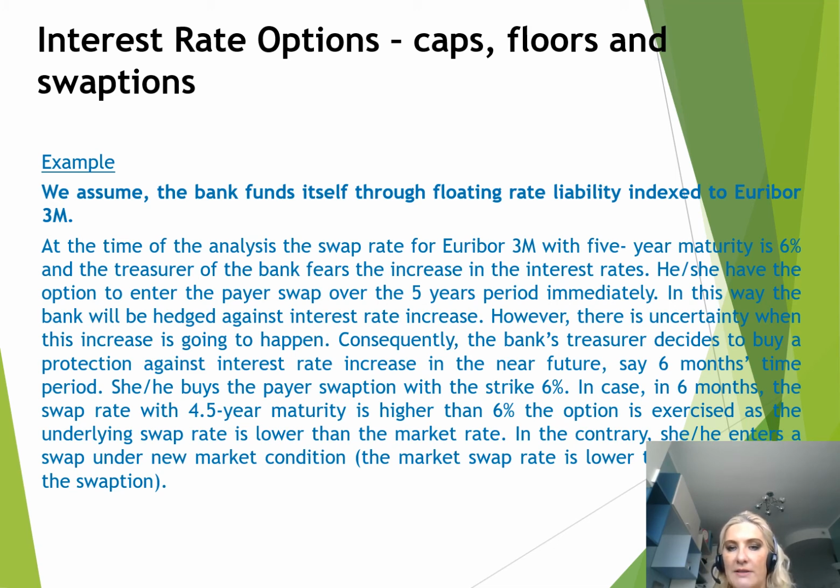So the bank's treasurer may decide to buy protection, as we said that options are protection against rates moving up or down. In this particular example, it is protection against an interest rate increase in the near future, let's say in a 6-month time period. So the treasurer is buying the payer swaption with a strike of 6%. In case in 6 months the swap rate is higher than 6%, the option is exercised, as the underlying swap rate which you will be paying is lower than the market rate. On the contrary, when the new conditions are lower, so the rates are lower, then you will obviously enter into the swap at the market rate rather than exercise the swaption.